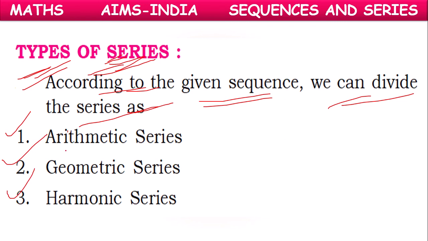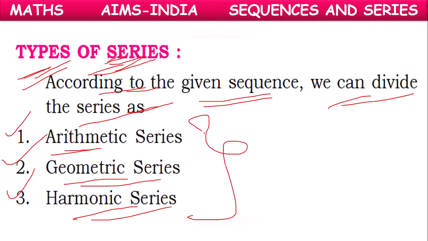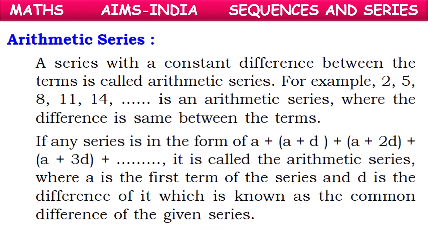We can divide the series as arithmetic series, geometric series, harmonic series. Like that, we can define sequences into 3 types of series: arithmetic, geometric, harmonic. So let's start with arithmetic series. A series with a constant difference between the terms is called arithmetic series.